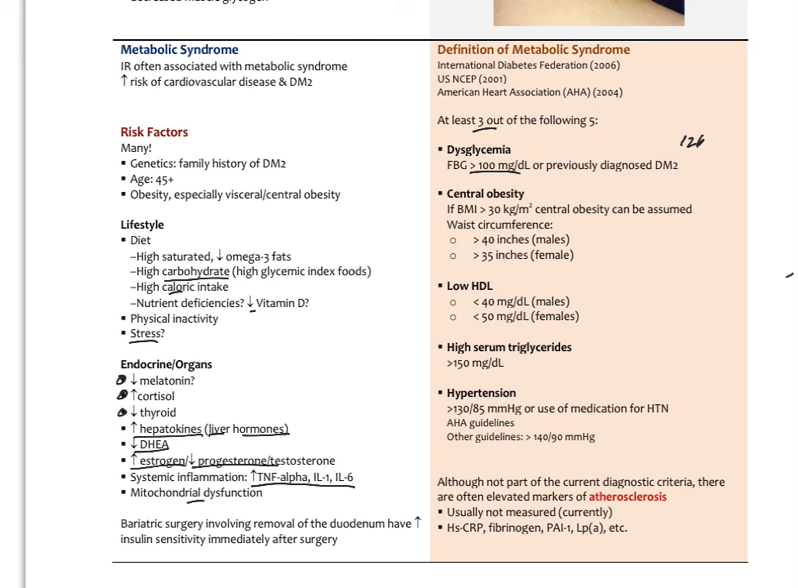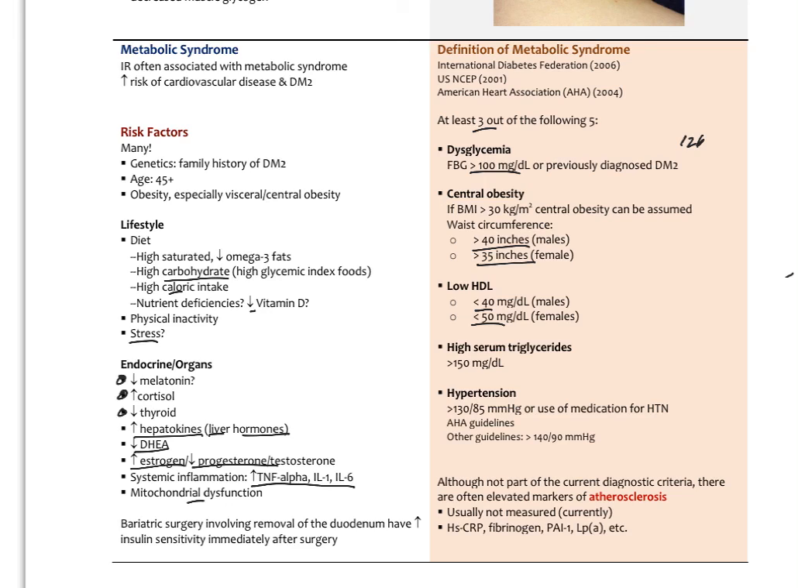So having dysglycemia, central obesity. So if the BMI is over 30, we can just assume they're central obesity. But under 30, we look at waist circumference. So in males, if the waist is over 40 inches, if it's over 35 in females, that is the criteria for central obesity. Having low HDL, so less than 40 milligrams per deciliter in males or less than 50 in females. This is your protective cholesterol lipoprotein.